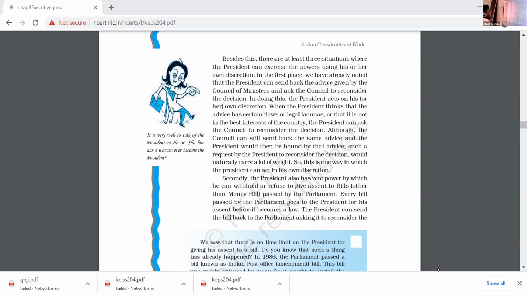Okay, clear. When the president thinks that the advice has certain flaws or legal troubles, or that it is not in the best interest of the country, or that the rule is not good for the people of the country, the president can ask the council to reconsider the decision. Although the council can still send back the same advice, and the president would then be bound by the advice. Again, if the council of ministers sends the same advice, he won't refuse it. Such a request by the president to reconsider the decision would naturally carry a lot of weight. Okay, so this is one way in which the president can act at his own discretion.